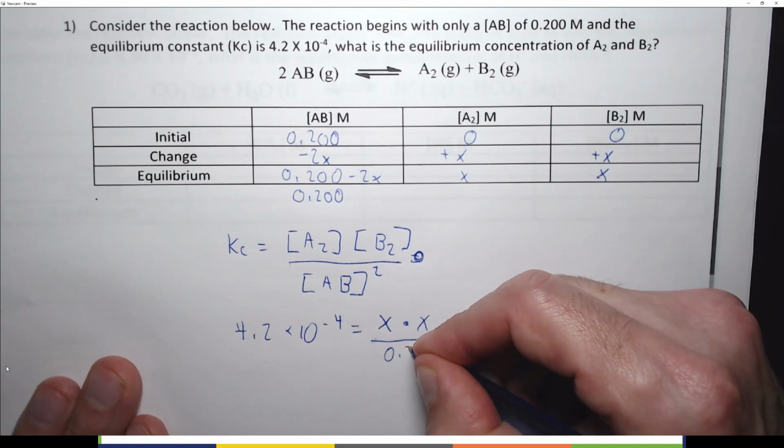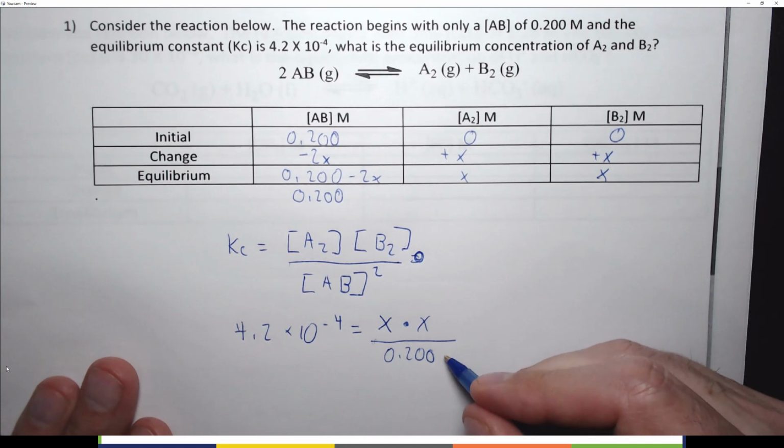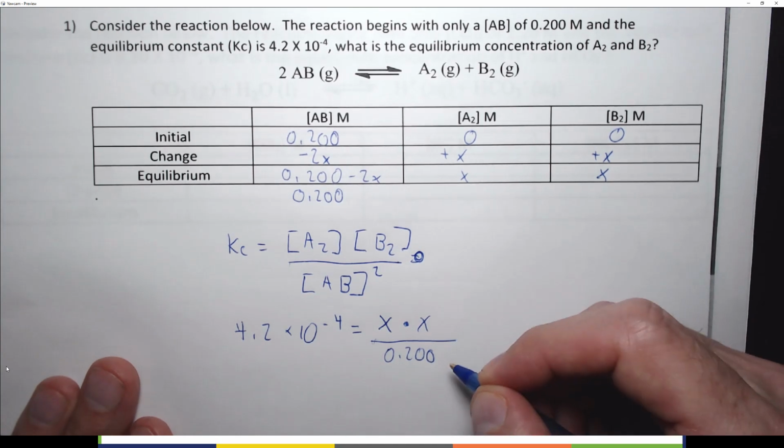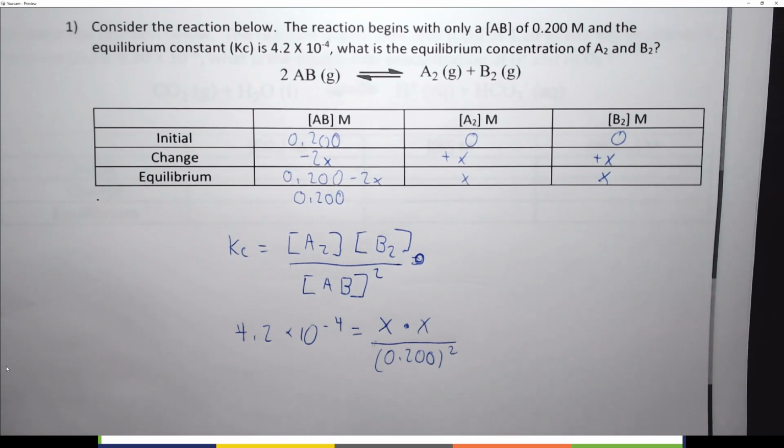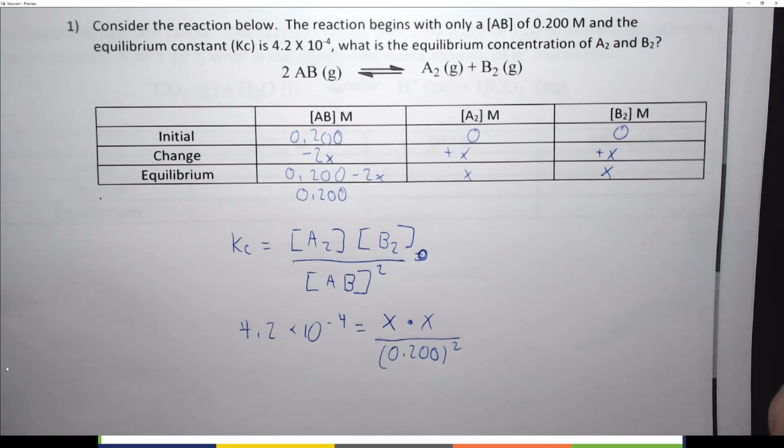Equals A2 and B2 are both x, so x times x, or x squared if you prefer, over, again, 0.200, not 0.200 minus 2x, just 0.200 squared. Okay, because I have to square this one. Now, let's go ahead and simplify this.